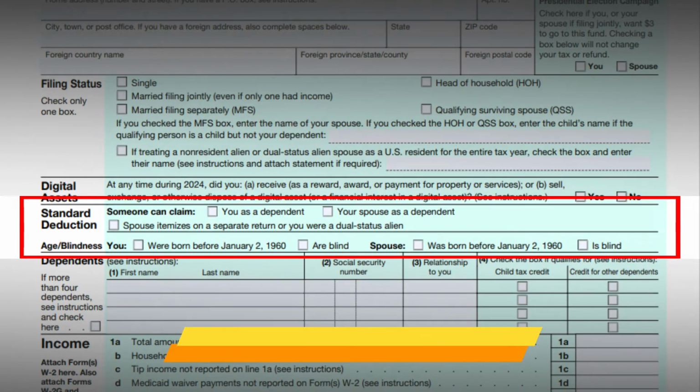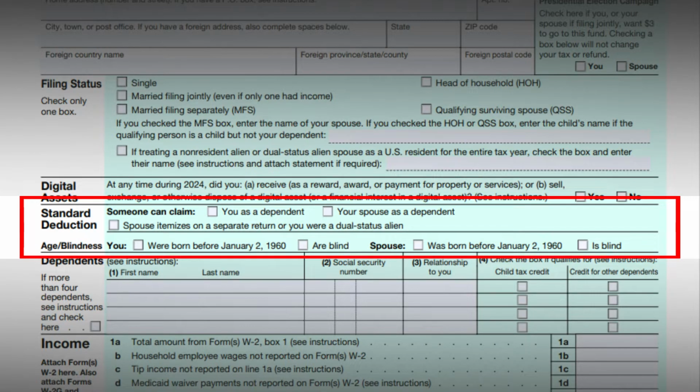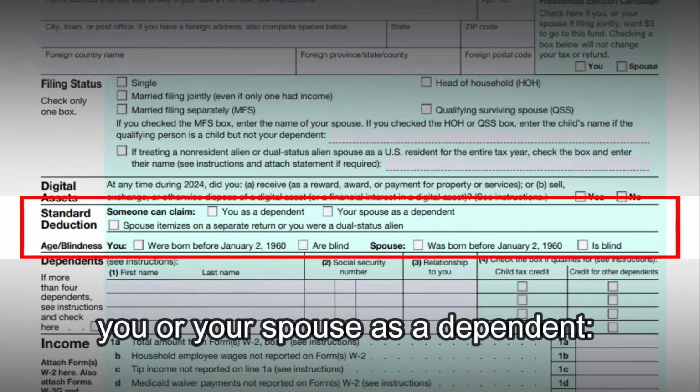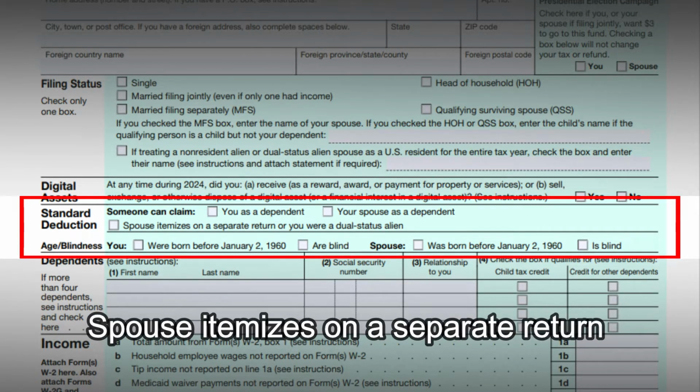Checked no. Standard deduction. This section asks about potential reductions in your taxable income due to your personal situation. Someone can claim you or your spouse as a dependent. If you are a dependent of someone else, for example, if you're a college student and your parents claim you, it affects your standard deduction. Spouse itemizes on a separate return or you were a dual status alien. If your spouse is filing separately and itemizing deductions, instead of taking the standard deduction, this can limit your ability to claim the standard deduction. Also, if you were a dual status alien, the deduction could be different.